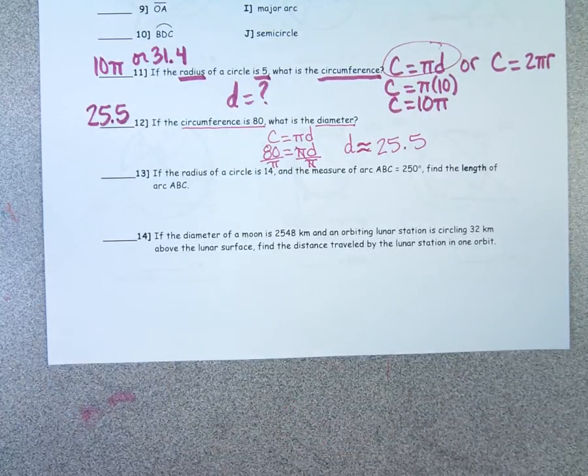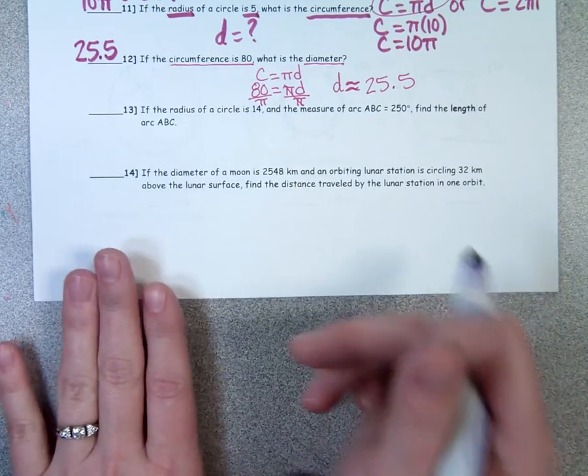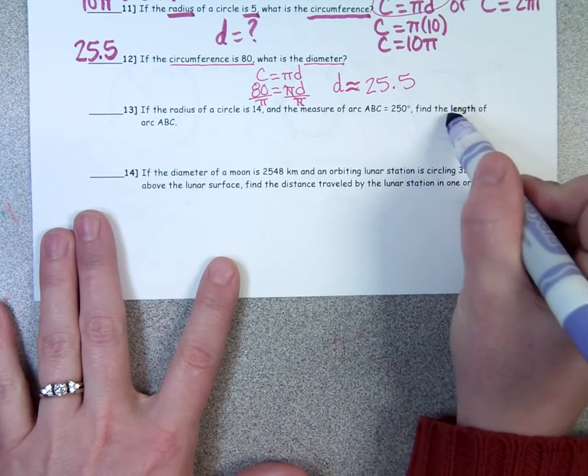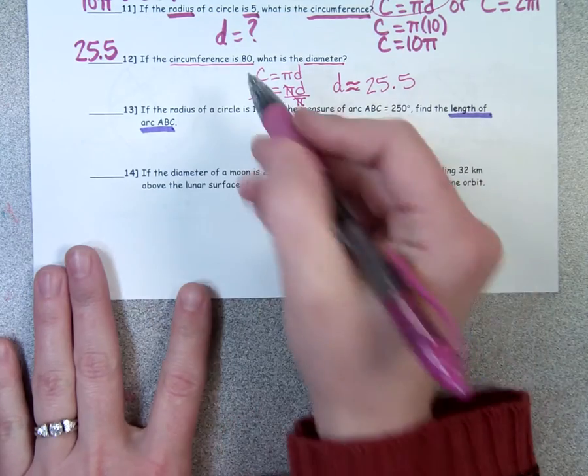Okay, number 13. This one is a little bit older. It tells me the radius of a circle is 14 and the measure of arc ABC is 250 degrees. And then it asks for the length of the arc ABC. Okay, I'm going to start by drawing a picture.